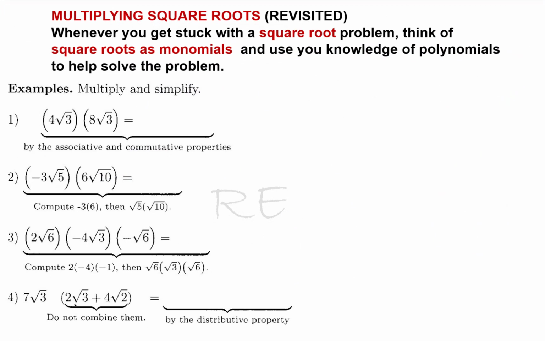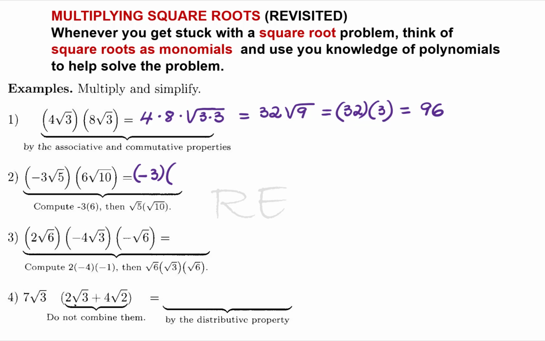Multiply and simplify. We're going to use the commutative property and multiply 4 by 8, and we multiply square root of 3 by square root of 3. 4 times 8 is 32, and 3 times 3 is 9, so it's 32 times 3, which is 96.